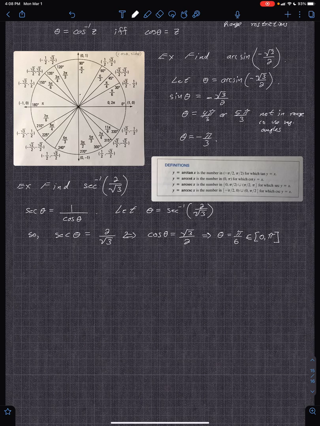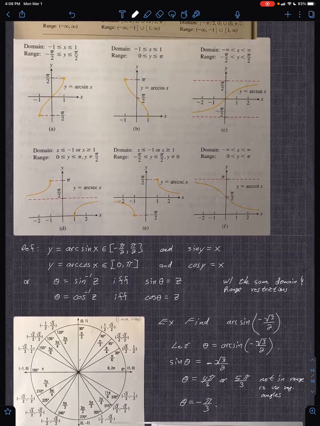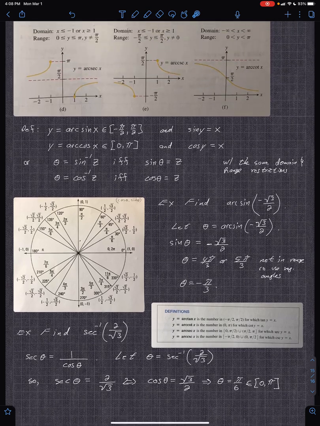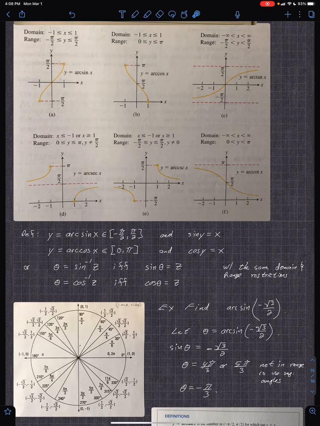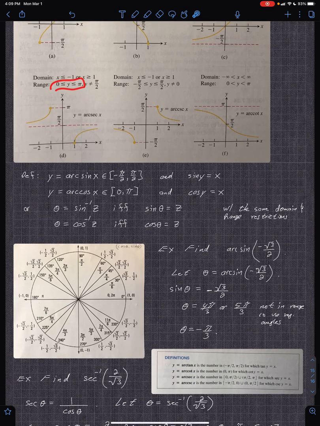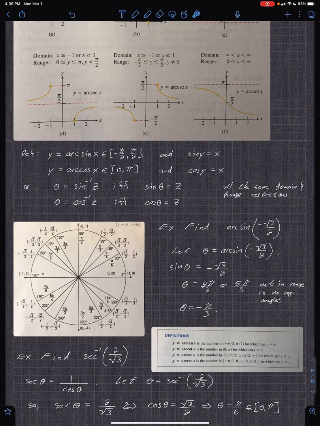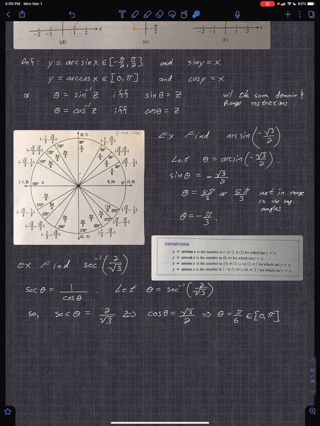Then you go back and clarify: make sure it's in secant inverse. So you're secant inverse, and the interval is 0 to pi. So pi sixth is in this interval.